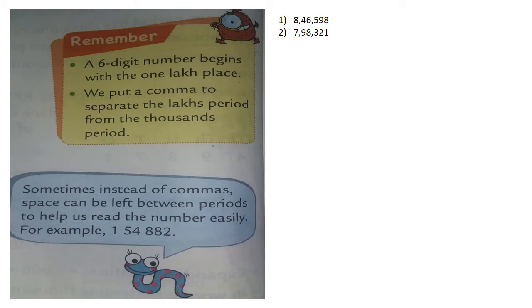Now, dear students, we are going to talk about the 6-digit number. We already know that a 6-digit number begins with the 1 lakh place. Here I have taken the example of a 6-digit number, which is 8,46,598. So this is starting with the 1 lakh place. Now I am going to tell you that we put a comma to separate the lakhs period from the thousands period, and when we have to separate the thousands period from the 1's period, we also put commas.